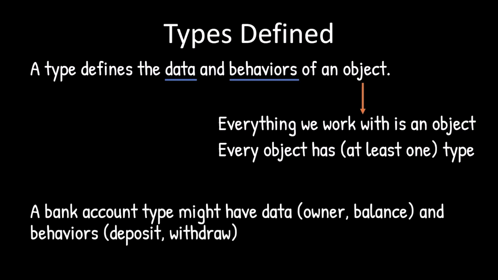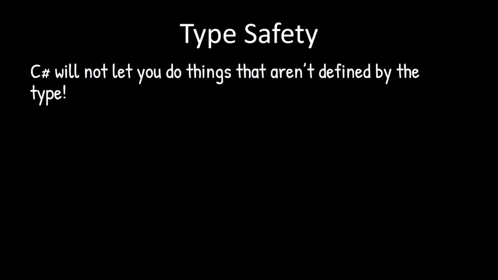So as an example, a bank account type might have some data, like information about the owner, the balance, the account number, and so forth. It might also contain code defining behaviors like depositing or withdrawing money. And because everything in C# is defined by at least one type, C#'s compiler will not let you do things that aren't defined by the type. As a silly example, our bank account type, you wouldn't be able to make it bark or eat.